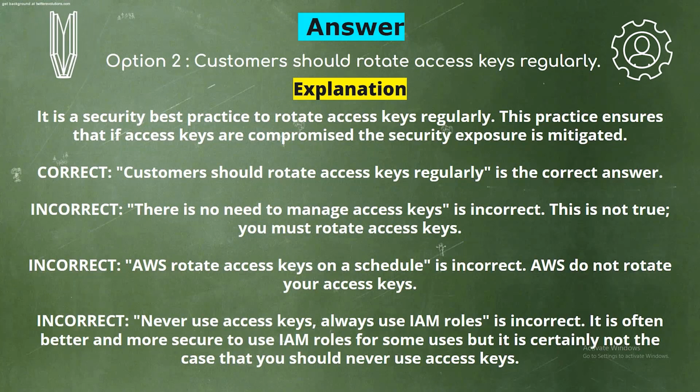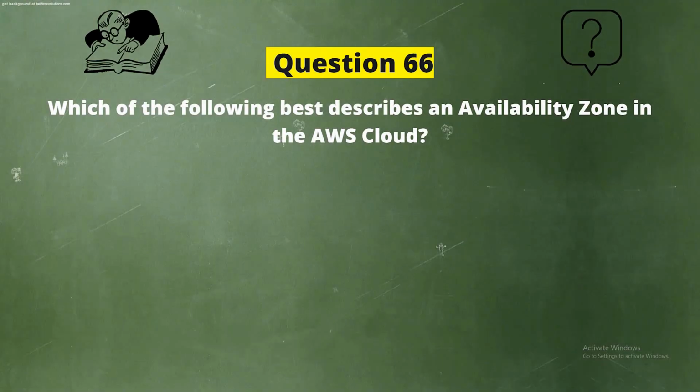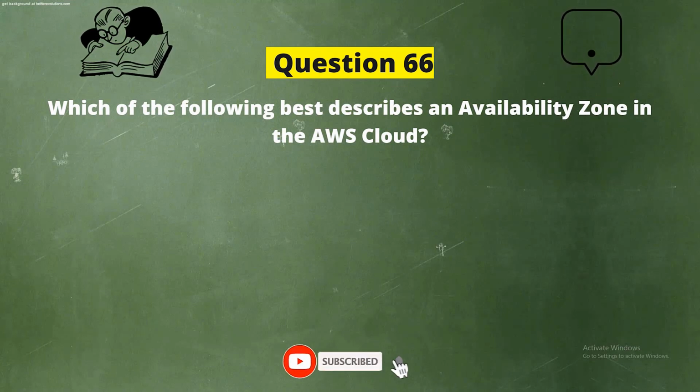Incorrect, never use access keys, always use IAM roles is incorrect. It is often better and more secure to use IAM roles for some uses, but it is certainly not the case that you should never use access keys. Next question. Which of the following best describes an availability zone in the AWS cloud?